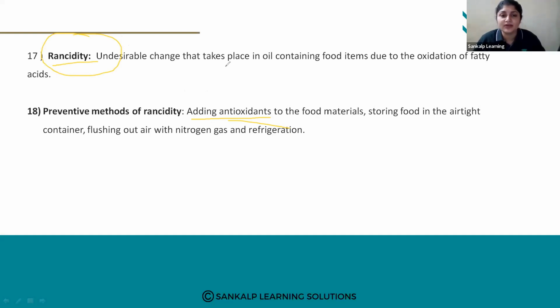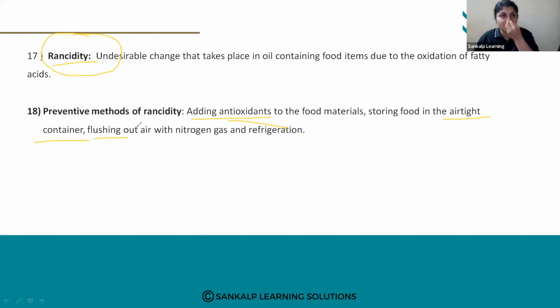Antioxidants are added to the food materials, and the food materials which are supposed to be stored for a longer time are kept in an airtight container, so that there is no passage of any air. There should be no air, so you have to flush out all the air.